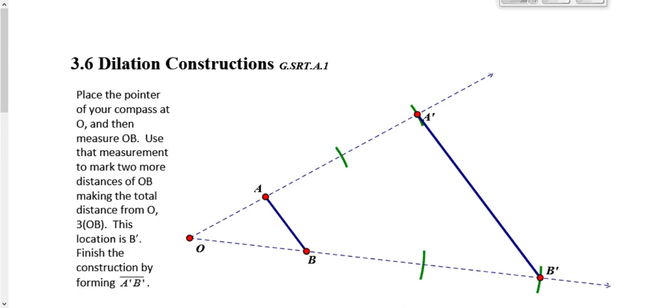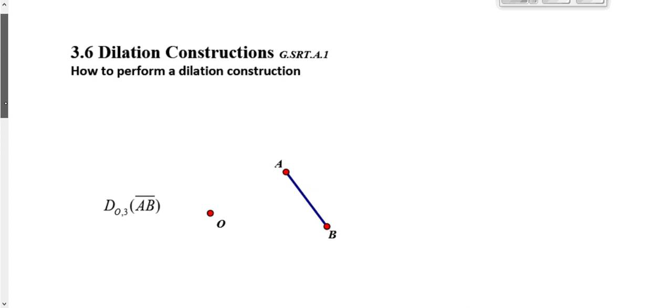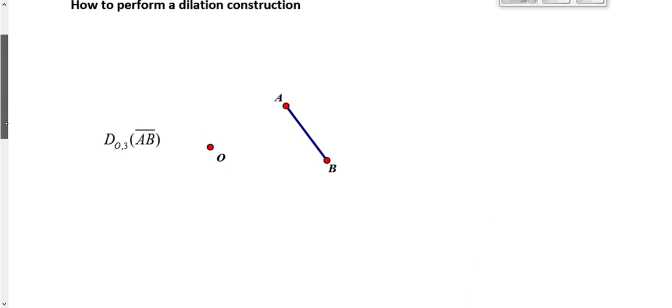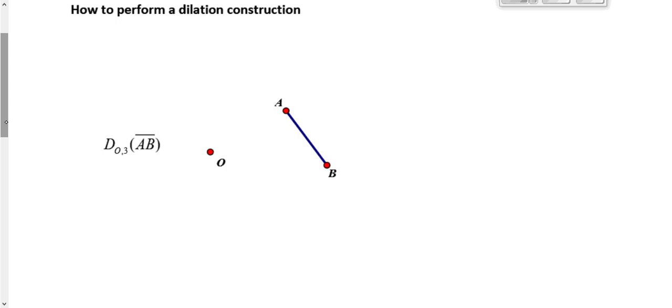Given that, go to this next page here and do this dilation.